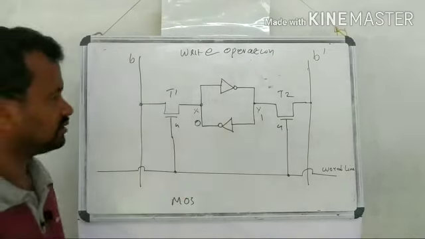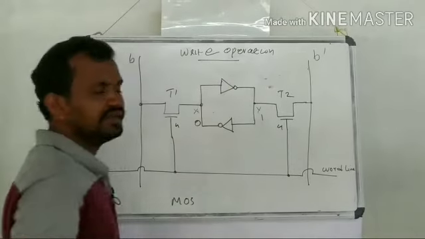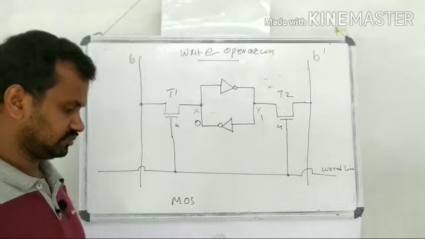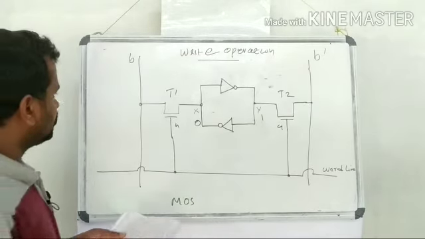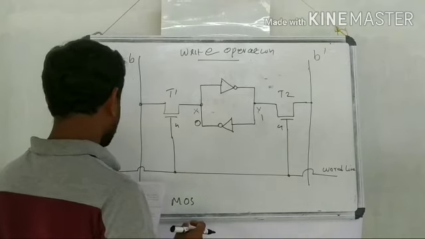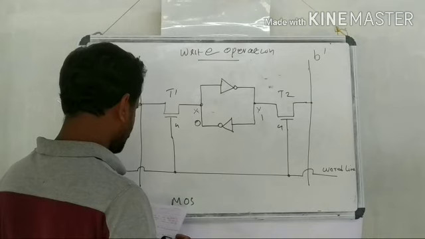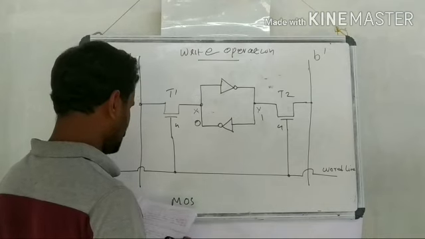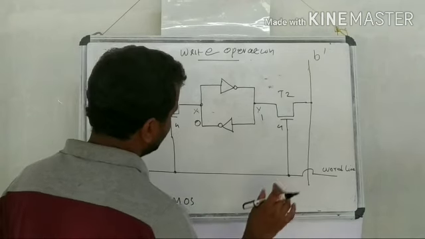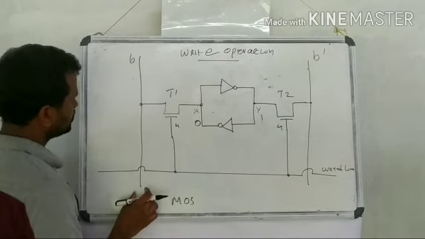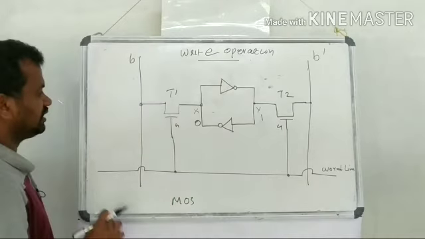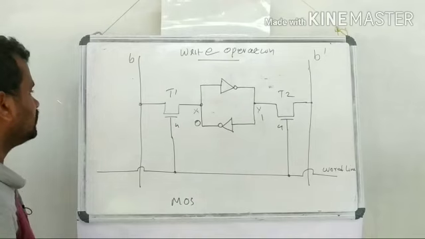Then next we can consider the write operation in the case of an SRAM cell. In this case, the state of the cell is set by placing the appropriate values on the bit lines B and its complement B bar and activating the word line. So the value to be written is placed on the bit line B and its complement is placed at B bar. Then activate the word line.